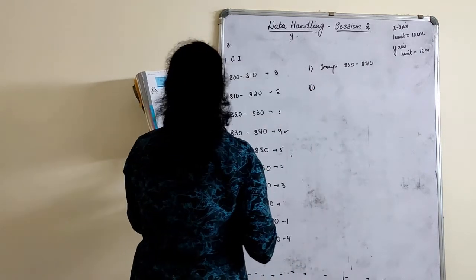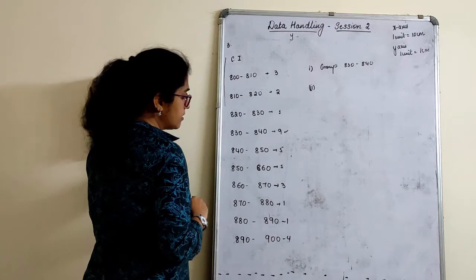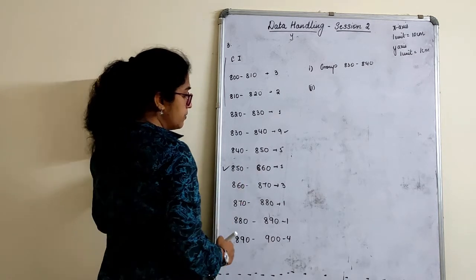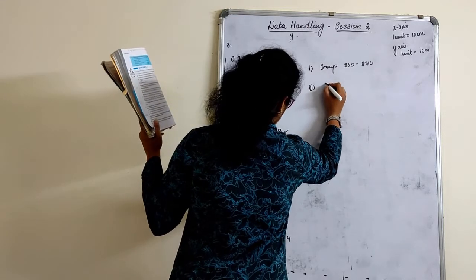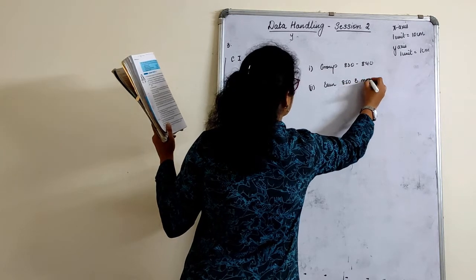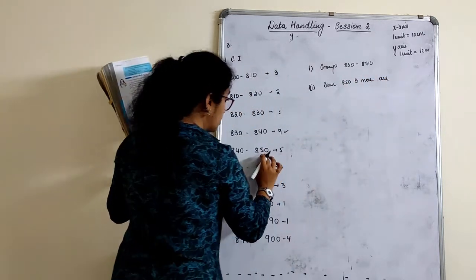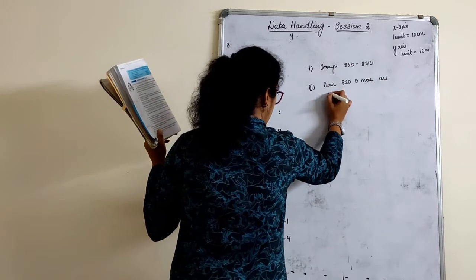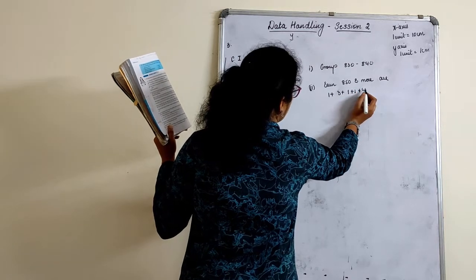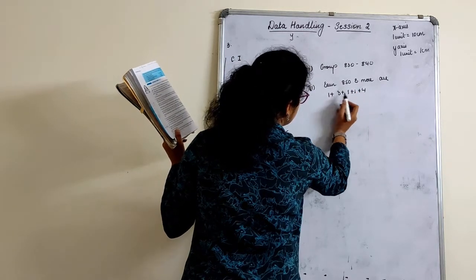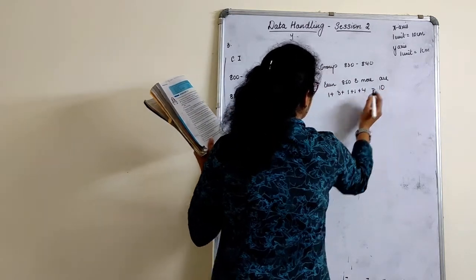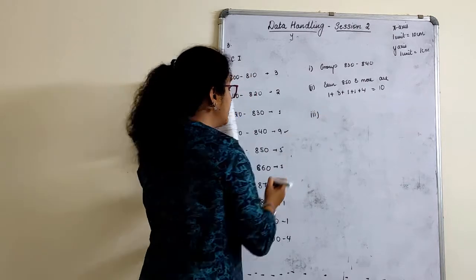Second part, what they have asked. How many workers earn rupees 850 and more? 850 will start from here. It will not start from here, children, from here, right? 1, how many workers? Plus 3 plus 1 plus 1 plus 4. So 4, 5, 6, 7, 8, 9, 10. So total 10 workers earn rupees 850 and more.